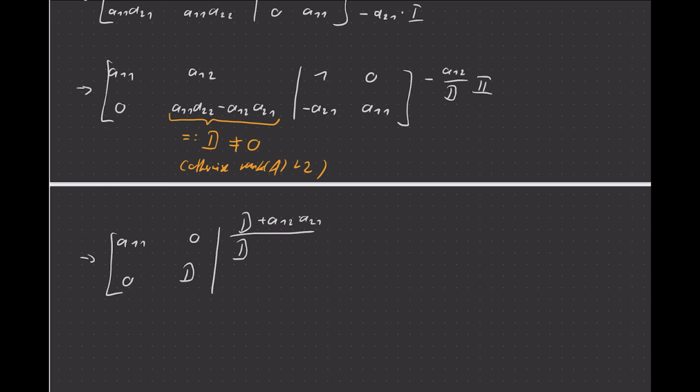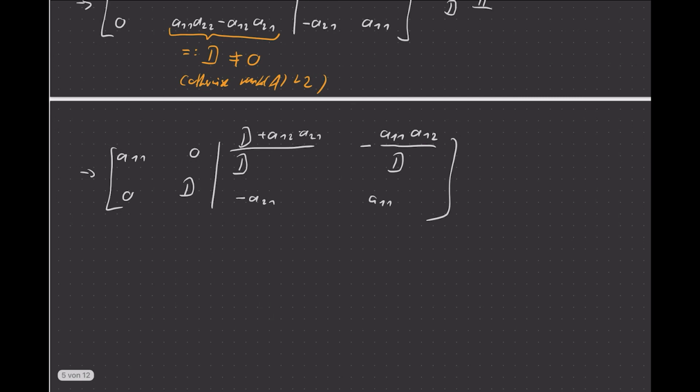We have a 0 here, so that's a little easier to compute. We just need to multiply A11 with that expression here to get the result here. So we have minus A11, A12 over D. And then the second row is not altered in any way, so we have minus A21 and A11.